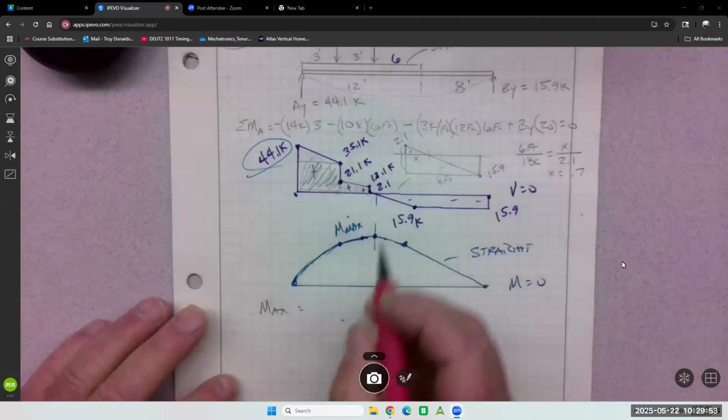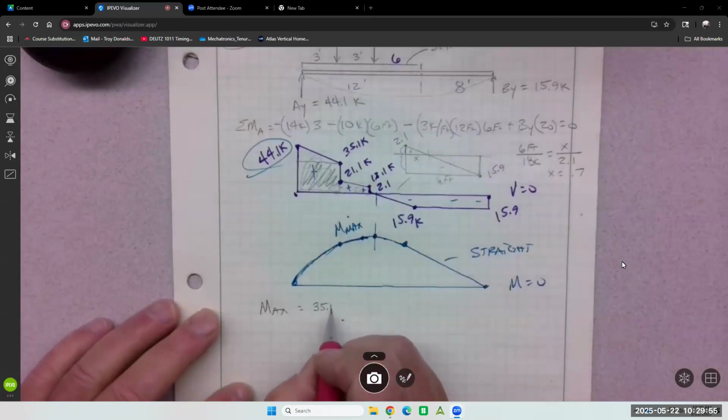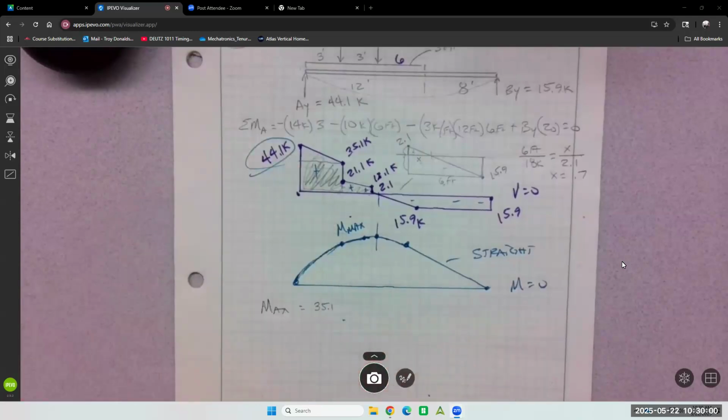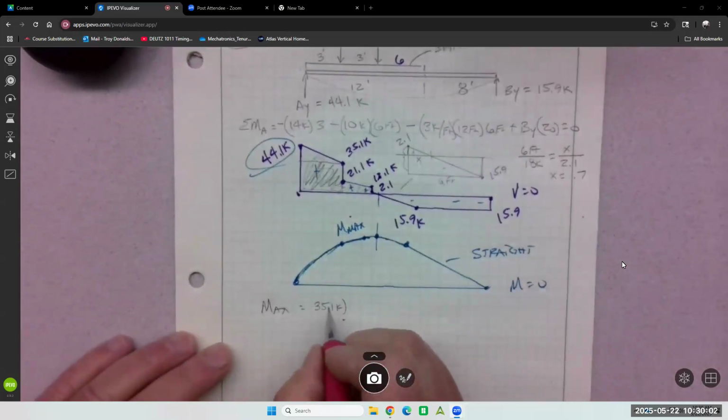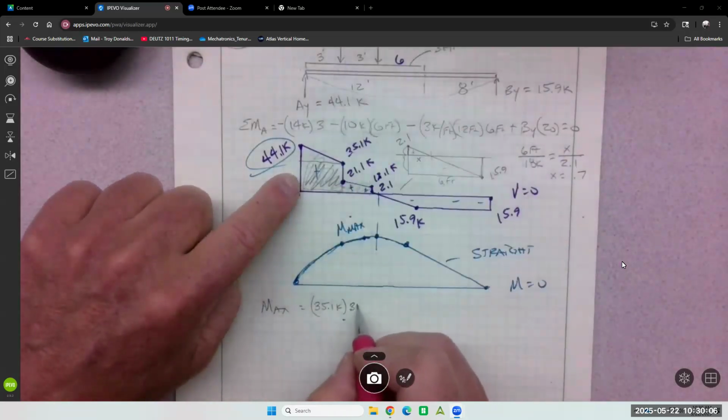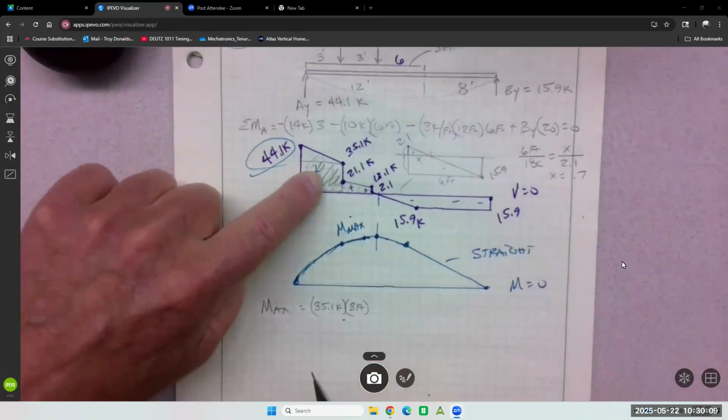I'll do the 35.1. Put the units in because that's important. Okay. Times this distance, which is 3 feet. So that's this big rectangle here.